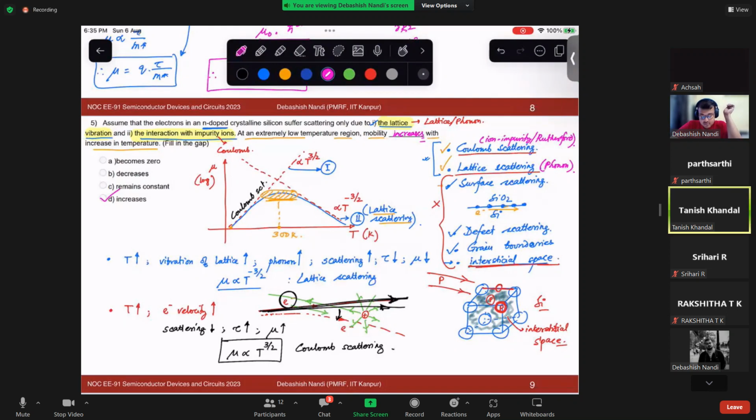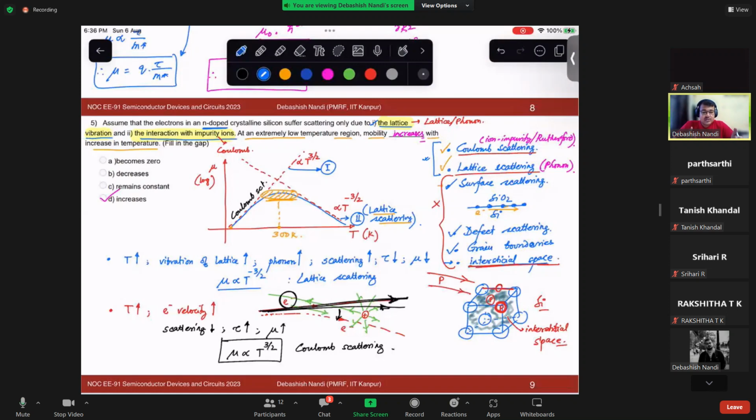Sir, can you give a point or two to summarize this whole thing? Okay. To summarize, first, an electron moves randomly and gets scattered due to the presence of other particles in a crystal. What are those particles? First of all, other electrons, then phonons. Phonons means lattice atoms, atom locations, impurities, surface, etc.